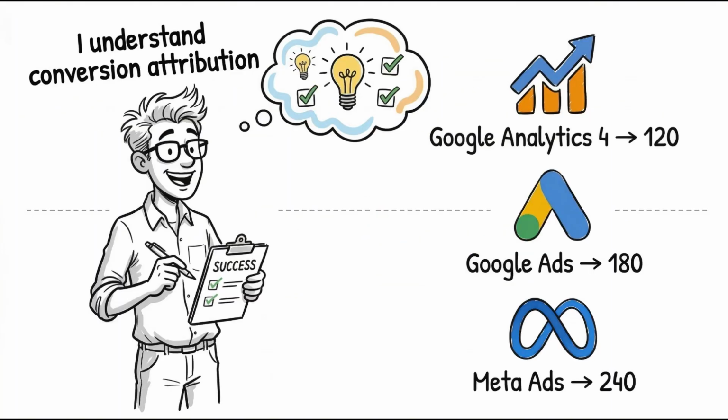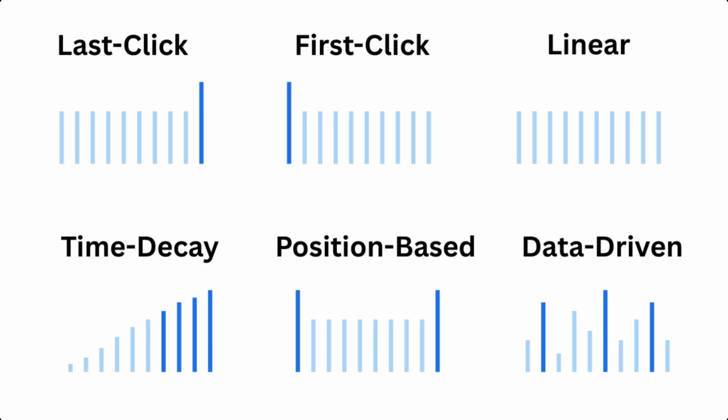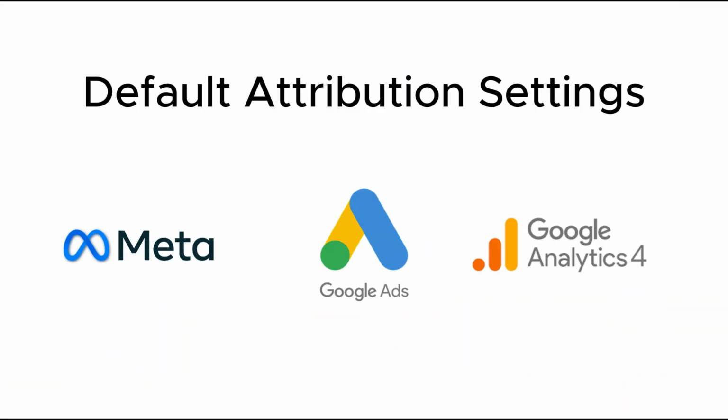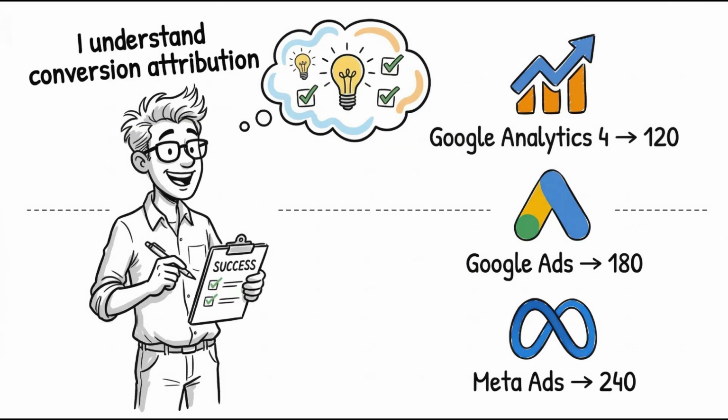Let's quickly summarize. Conversion attribution helps marketers understand which channels contribute to conversions. We looked at several attribution models: last click, first click, linear, time decay, position-based, data-driven. We also learned that different platforms use different attribution rules. And that's why marketing reports can sometimes show different numbers for the same campaign. But once you understand attribution, those numbers start to make much more sense.